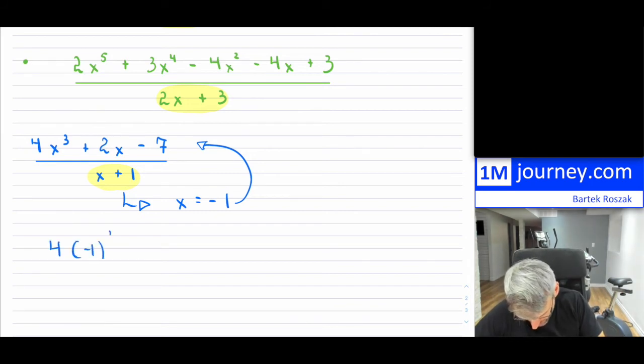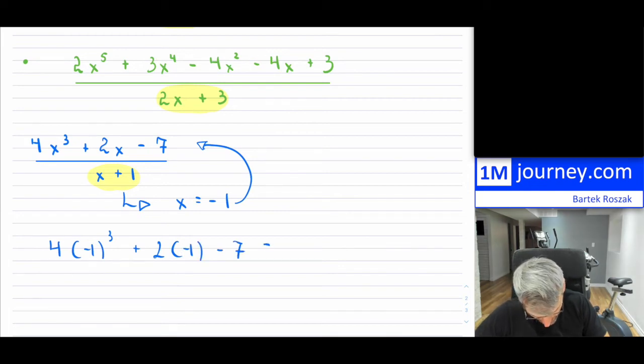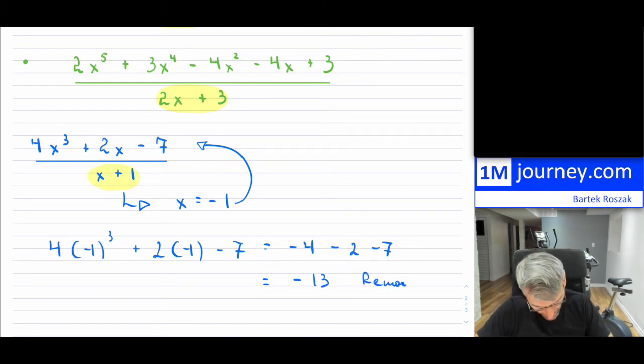And substituting that in, I would get -1 cubed plus 2 times -1 minus 7. And then I can go ahead and compute it. So what would that be? Well, I'm going to have -4 minus 2 and minus 7. So that's going to be -6. So I guess that's -13. So that would have been my remainder if I was going to go through the whole process of the division.